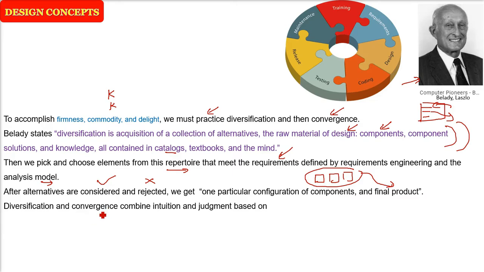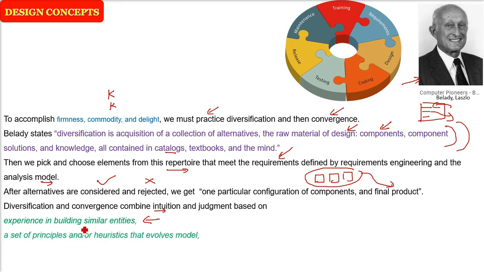So diversification and convergence come from intuition, they come from judgment. That is, you know whether what you're doing is correct or somewhat incorrect. And then you have the judgment, because all the knowledge you have gained, what I'm giving you also, is based on what? Experience. If you've already built the entities, if you've already built the same kind of software, you have the experience. And the set of principles and the heuristics that evolve the model.